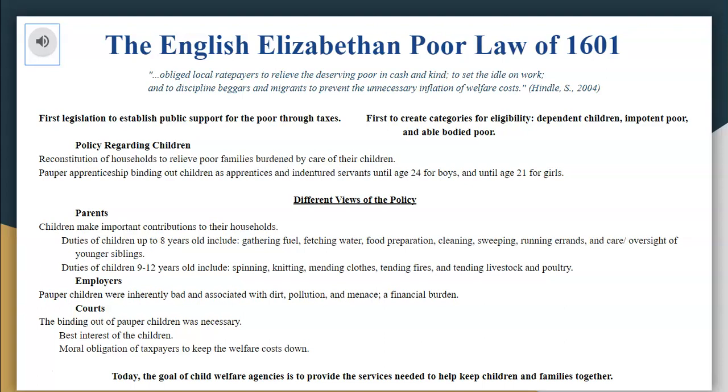When the mandate was disputed, the courts remained firm and justified the policy by saying it was in the best interests of the children whose parents were not able to raise them better, and it was a moral obligation to enforce this policy to protect taxpayers from the unnecessary increase of welfare costs. Today, the goal of child welfare agencies is to provide the services needed to help children and families together.